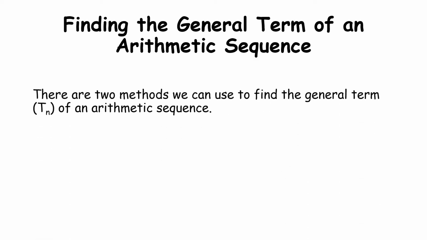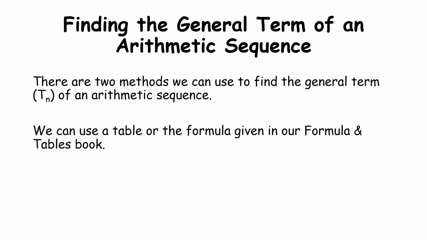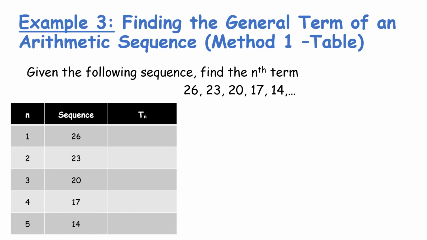We're going to work two different ways of finding the general term, or the nth term, or Tn, of an arithmetic or linear sequence. We're going to use a table, and then we're going to use the formula that is given in the Formula and Tables book. So example 3, find the general term of an arithmetic sequence, and we're going to use the first method, which is a table.